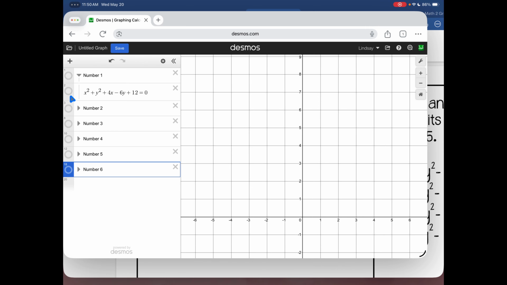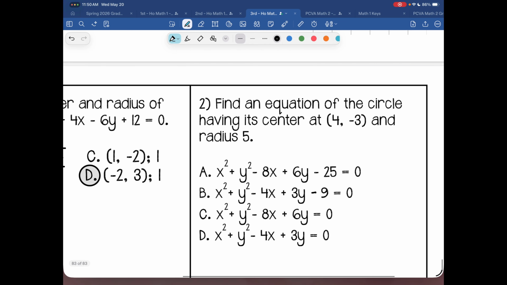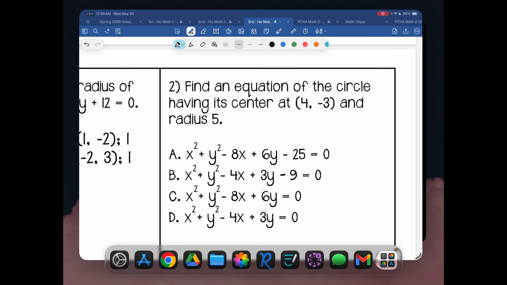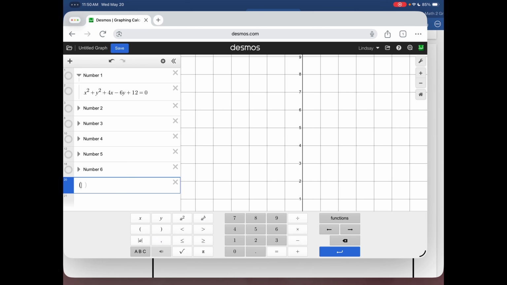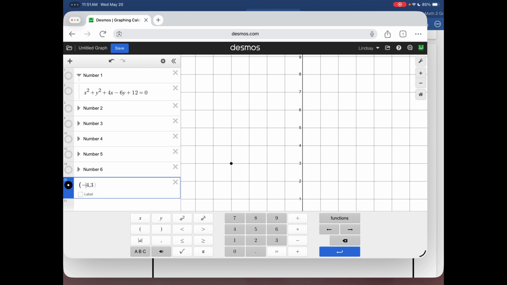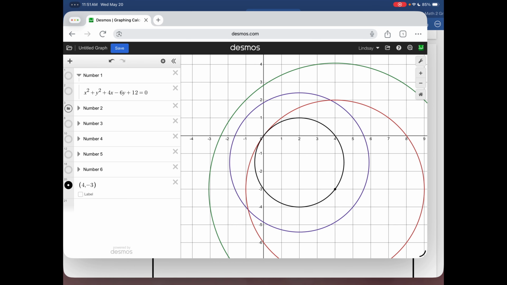All right, for number 2, it says find the equation that has this center and a radius of 5. Technically, I can put all of these in, check the center, and then make sure it has a radius of 5. So I'm going to go back to Desmos and put in the center of -4 and 3. Let me check to make sure that's correct. Oh, that's actually the opposite. So 4 and -3.